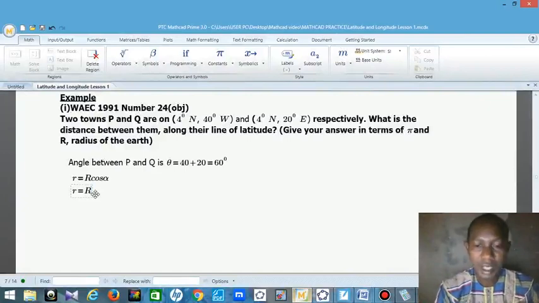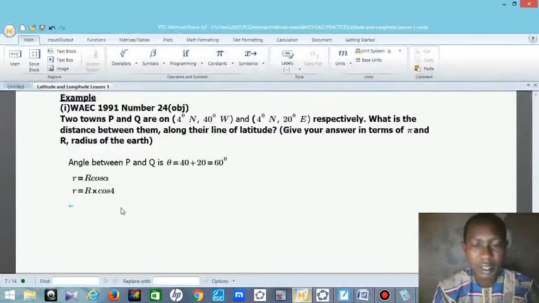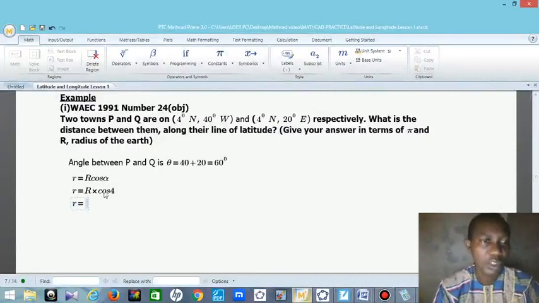So you have capital R times cos of the angle alpha, which is the latitude, so cos 4. You need to get the value of cos 4, then multiply with R, that is all. Then you can substitute it into the distance formula. Then r will now be equal to, so what is cos 4? You can check with your calculator.